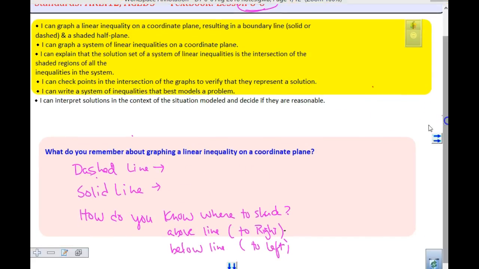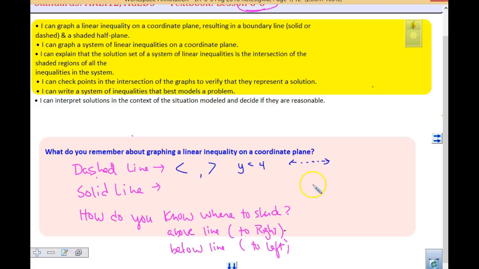Abby, what do we know when we should use the dashed line? That it's less than or greater than. Okay? Anytime I have a less or greater, I know if I have y happens to be less than 4, that is going to be a horizontal line. And then, to go with that, where do I know I'm shading if it would have been y less than 4?